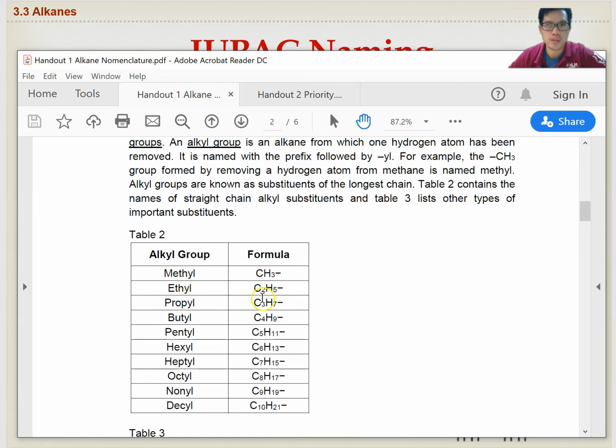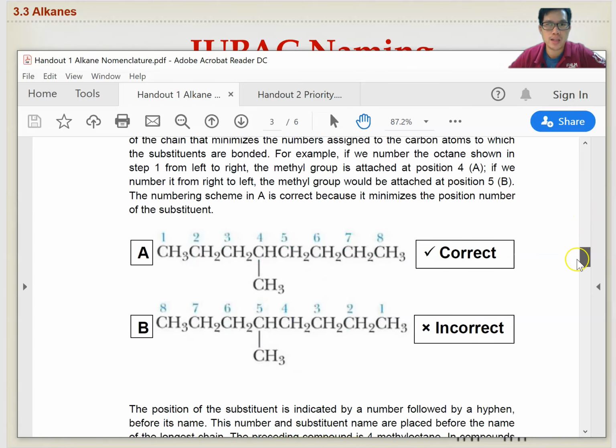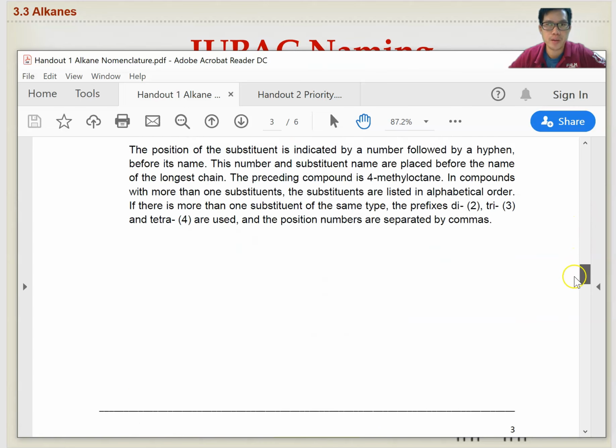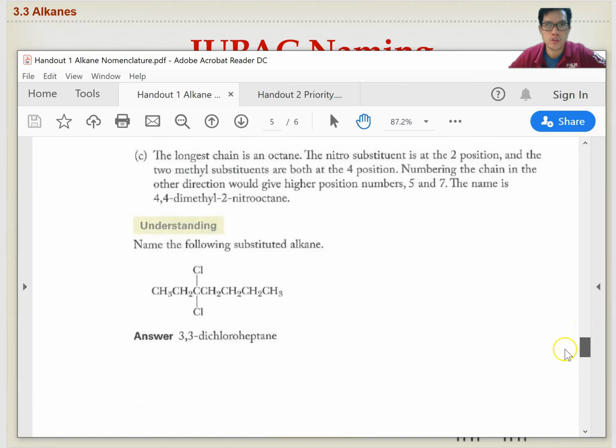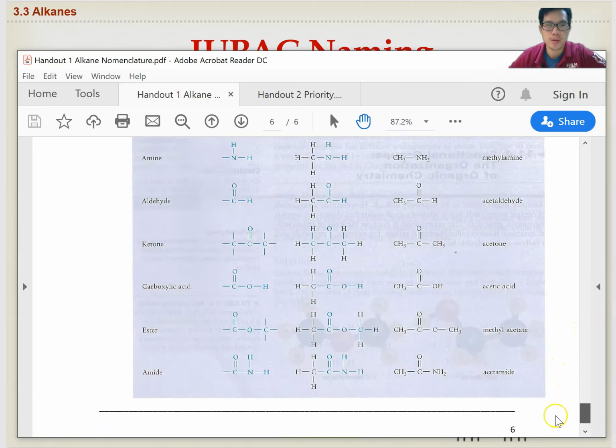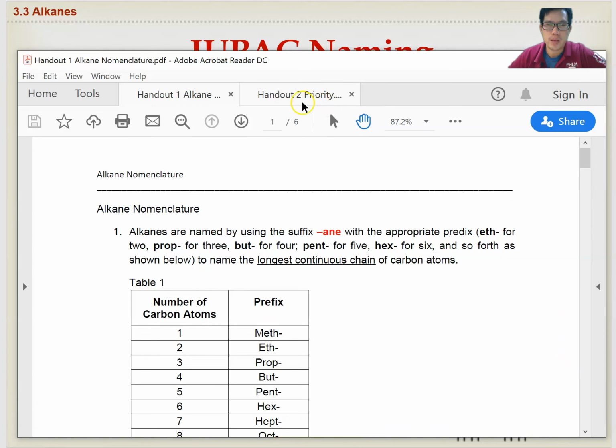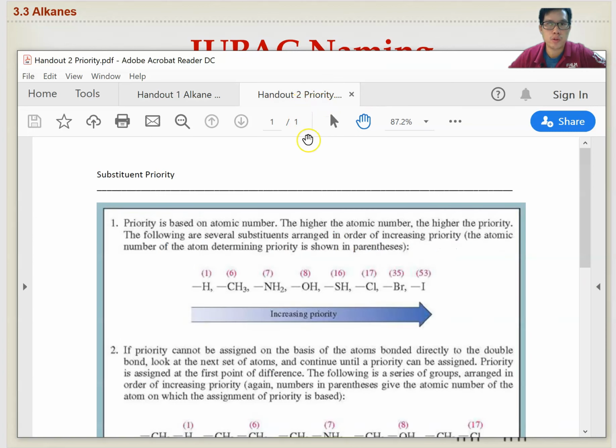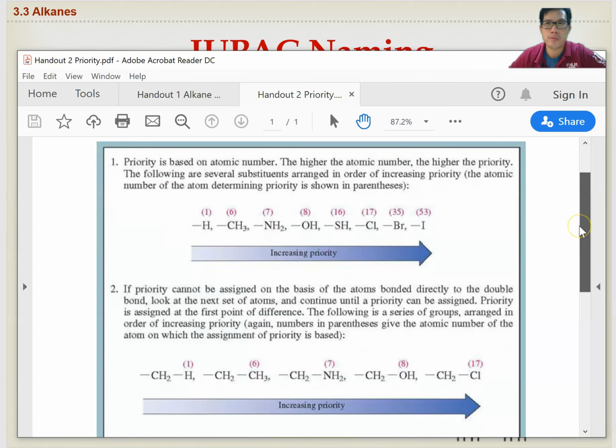Once you have that, you can start naming. It teaches you step by step over here. Then you have another handout, handout 2, where we talk about the priority. This is very useful when we're talking about cis and trans for the alkenes, because we need to base it on the priority of the groups.